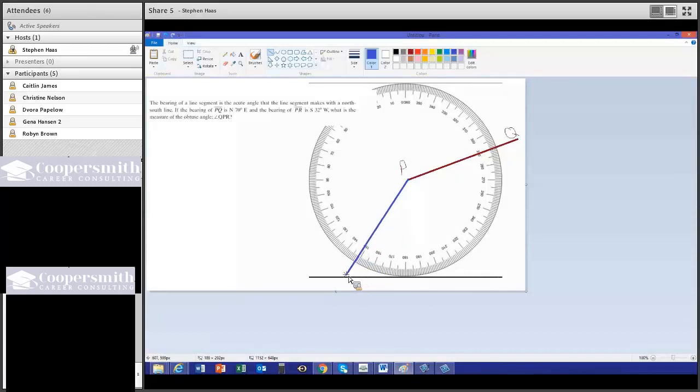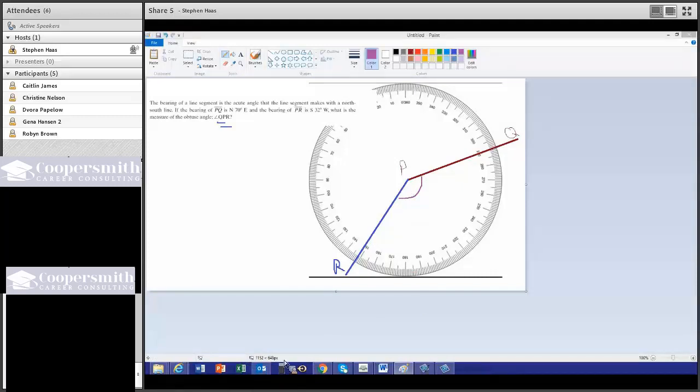So what they ask over here is, what is the measure of obtuse angle QPR? QPR is, of course, this angle. So how would we figure this out? Anybody want to help me figure this out? Well, how many degrees is it altogether from this line to that line down there? How would we go about counting that?